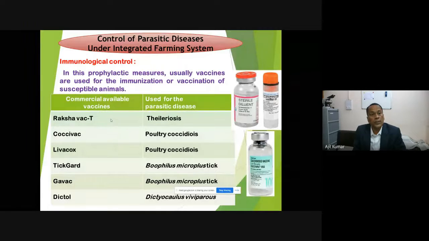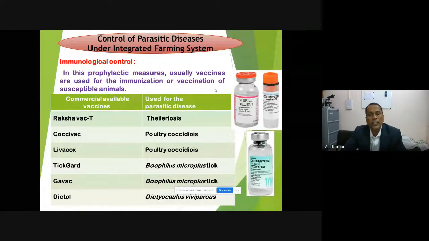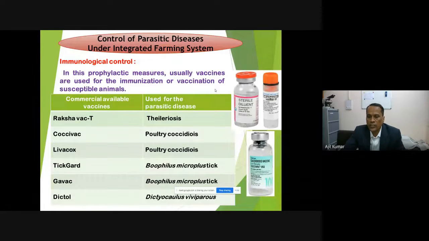Then come to immunological control of parasitic infection. In this method, we use vaccines to control different parasitic infections. This is an economical method to control infection. But the initial cost is much more. But long duration immunity develops. This is a sustainable control method to control different parasitic infections.